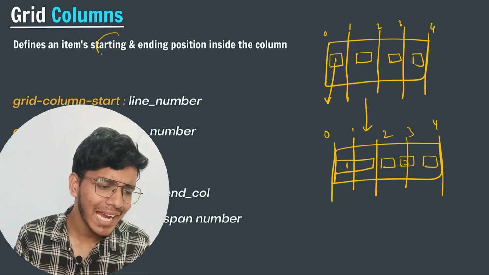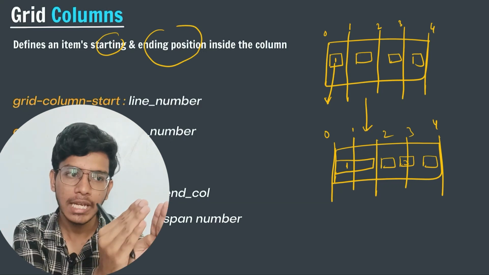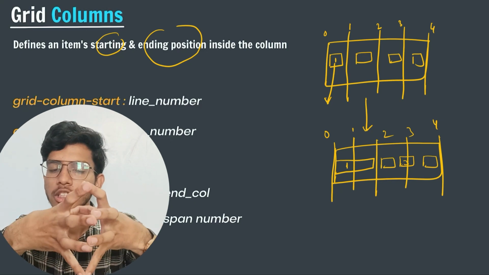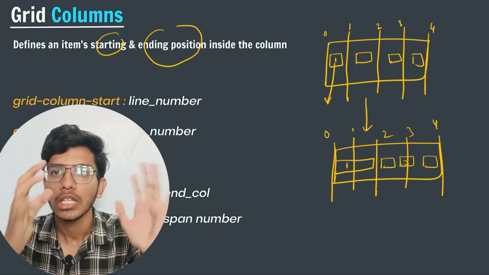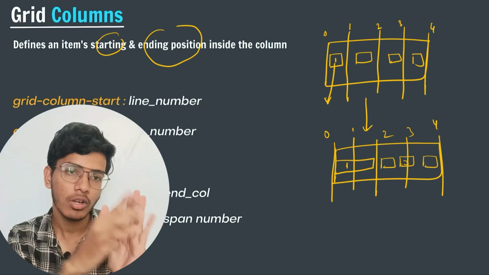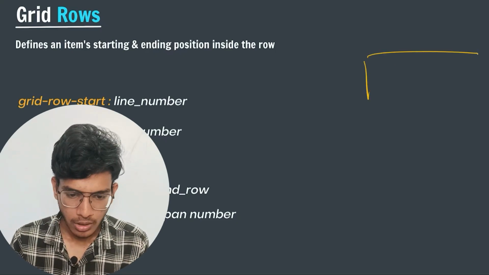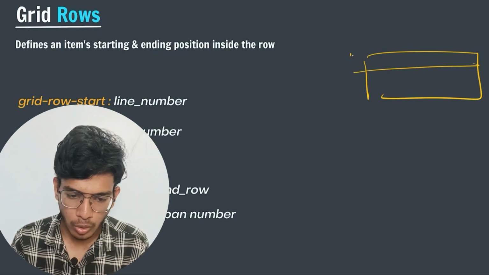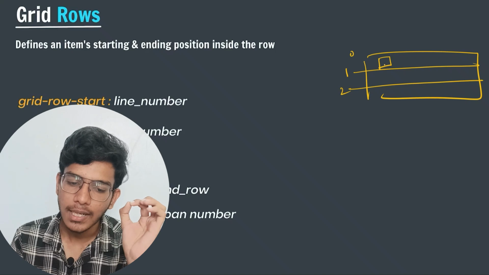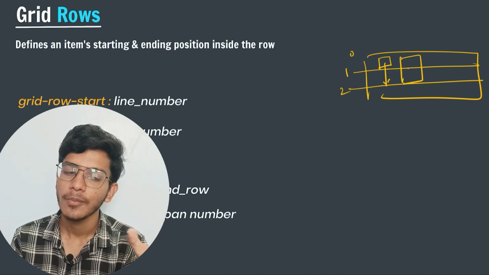So grid column defines the item's starting and ending position inside columns. If you want to increase the overall space occupied by a particular element in terms of column, then you will write grid column. Similarly, if you want to create a structure in which this is my container, and inside that I am having row 0, row 1, row 2, and I want my div to start at row 0 and end at row 2, then we will use grid rows.